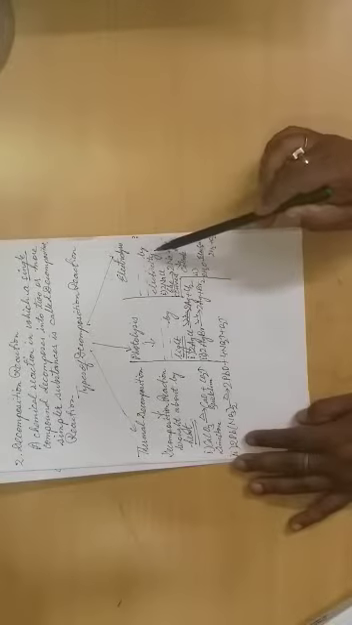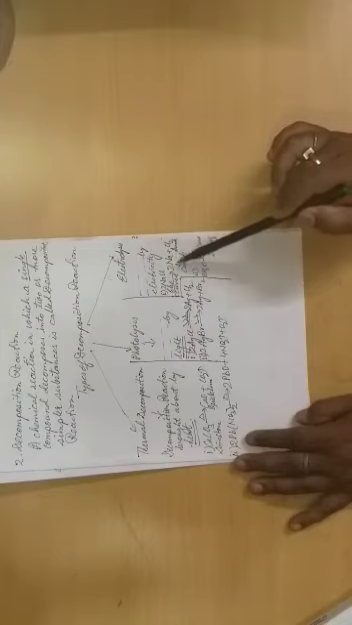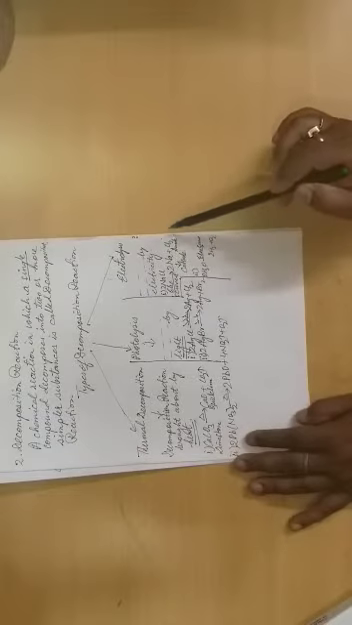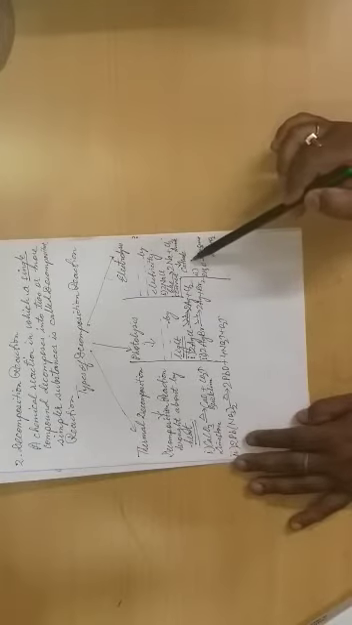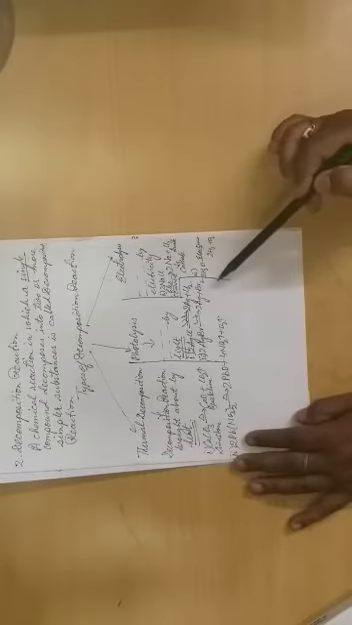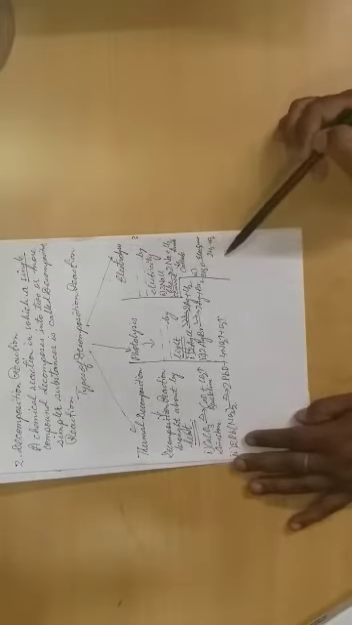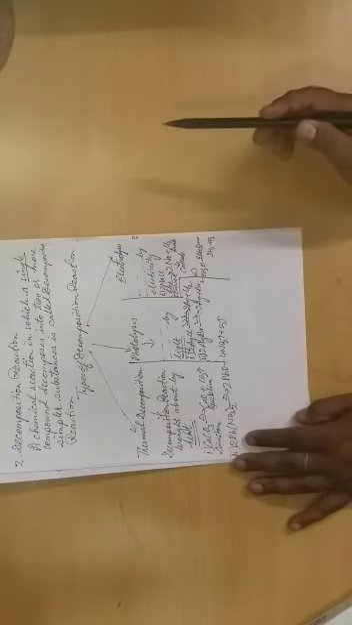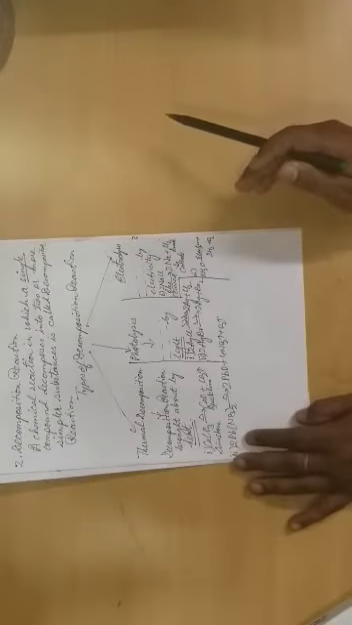Last one is the electrolysis decomposition. Those decomposition reactions which decompose by electricity. Electrolysis of NaCl will give 2Na plus Cl2. Sodium will be collected at cathode and chlorine will be collected at anode. And electrolysis of water, same way hydrogen and oxygen gases will be evolved at two terminals, that is cathode and anode.